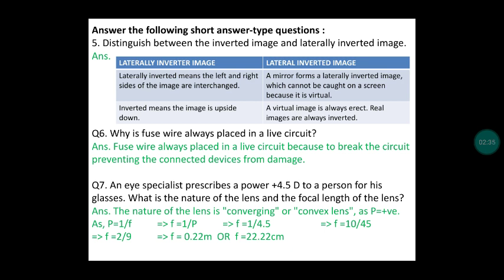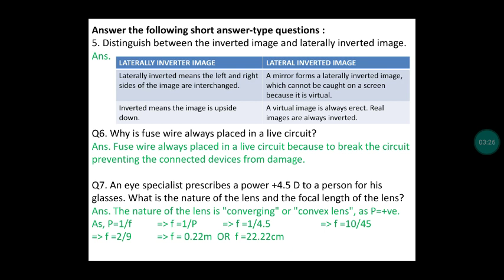An eye specialist prescribed a power of plus 4.5 D, that is dioptre, to a person for his glasses. What is the nature of the lens and the focal length of the lens? Here you can say that the nature of the lens is a converging or convex lens, as the power is positive. As we know, power equals 1 by F, that is 1 by focal length. Power is reciprocal to focal length. So we can write focal length equals 1 by power, 1 by P, that is 1 by 4.5, because our power is given as plus 4.5 D.